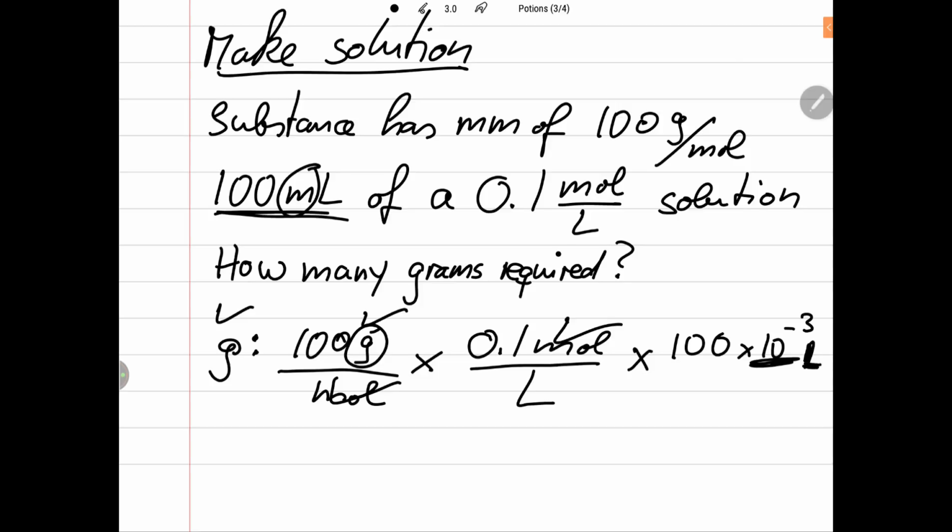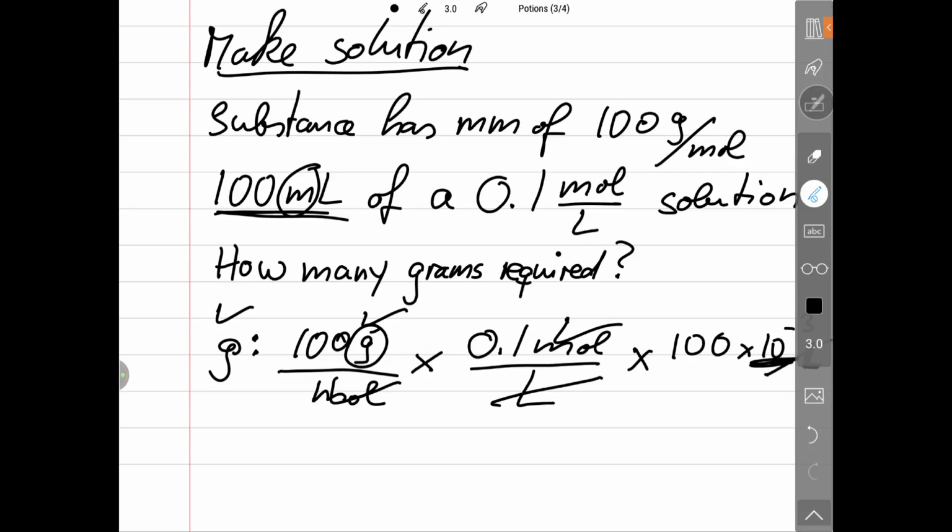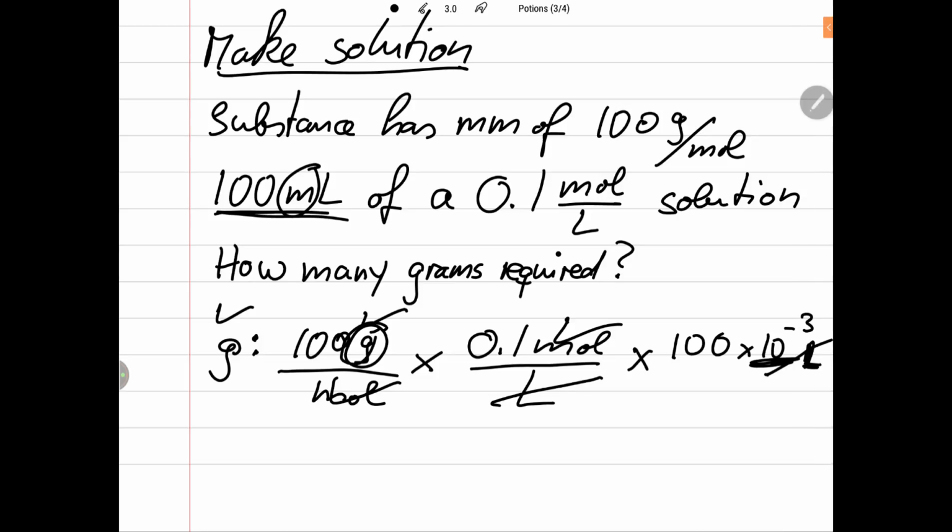So we have 100 times 10 to the minus 3 liters. And now watch the magic. The liters cancel out as well. What have I got left? I have only left my grams. And what do I want to have left? I only want to have left my grams. So I can now stop. I don't have to cancel out anything else.